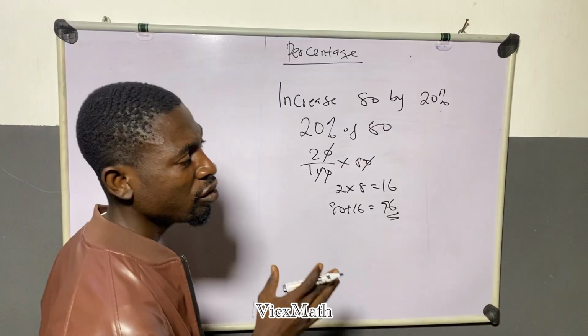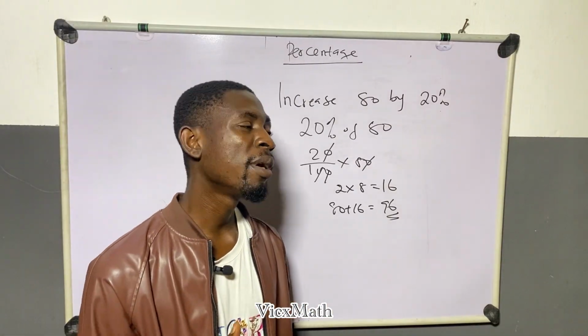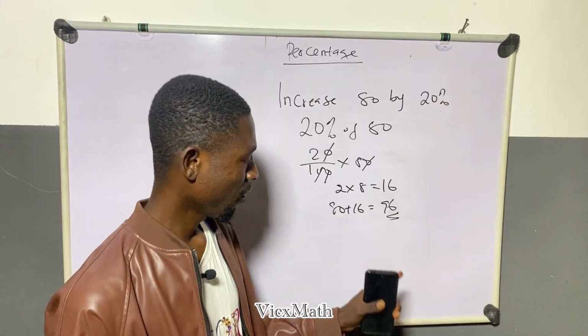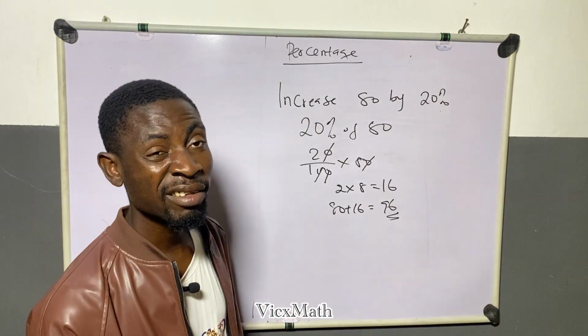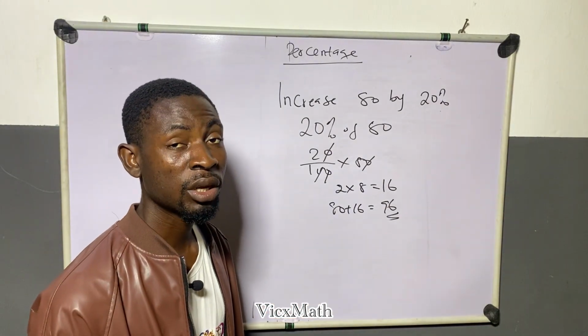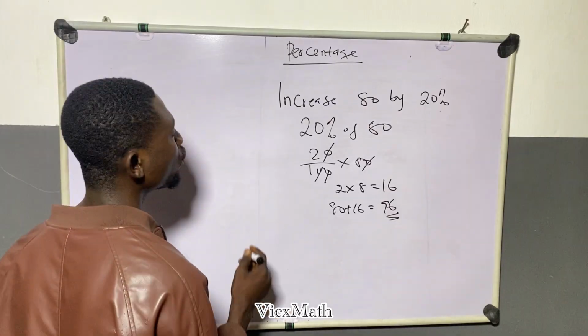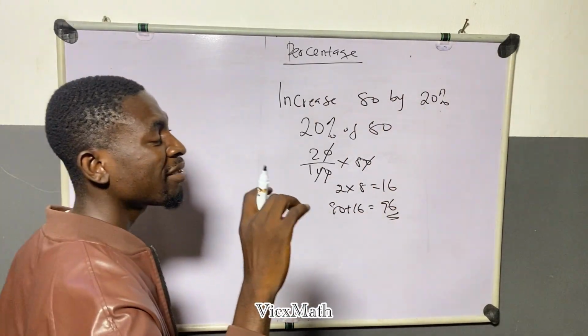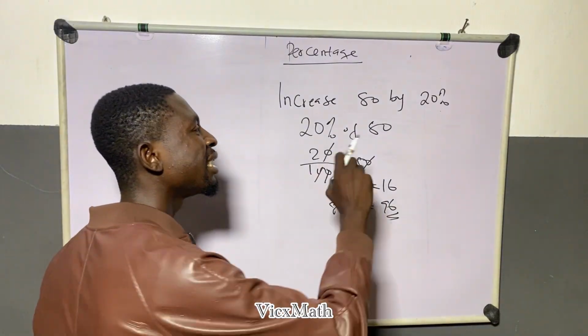And moreover, these are students who may be in an exam, due to exam anxiety. They'll forget to add what they got, because the examiner will put this in the options. So the first thing to do here is to know that if they said increase, your answer can never be less than the number they gave you.